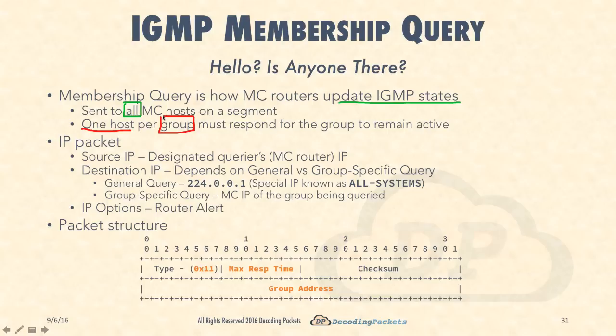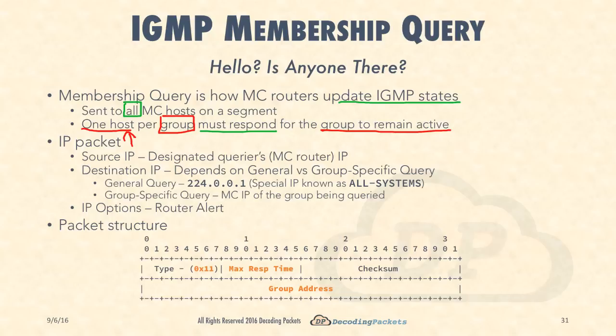So if there are many groups, at least one host per group must respond, for the whole group to remain active. If nobody responds at all, the group can actually go passive. So it's imperative that the group remain active as long as there are interested receivers, and for that, one host must respond. We'll see how they make sure that not everybody's responding.